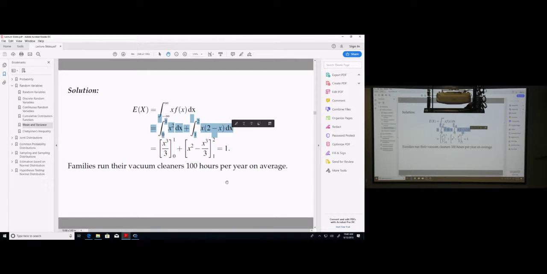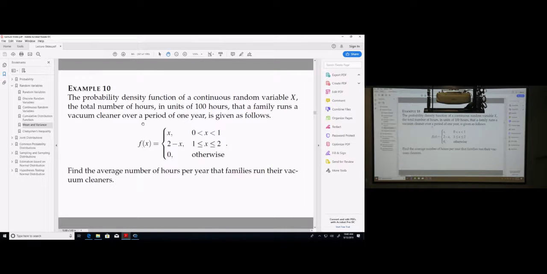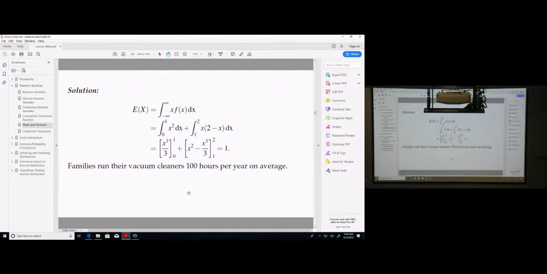All right. So we have 1. Now the 1 here actually has a certain unit, so you have to watch out. So it is the average, in units of 100 hours. So this is the unit here. All right. So as a result, the average number of hours using the vacuum cleaner is 100. All right. So you fill in the unit at the very last stage.